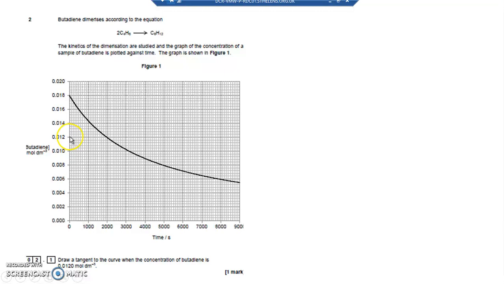So if we read from 0.012, it hits the curve here, and I've got to draw a tangent to the curve. Now, it's got to touch the curve there. It's not going to be on either one side or the other. It's just got to touch. And it's got to then just be equidistant, the same distance from the line either side as you can. It should look a little bit like that. So it's got to touch the curve, just touch the curve there, and it's got to be equidistant between the two. And that will get you the mark for there.